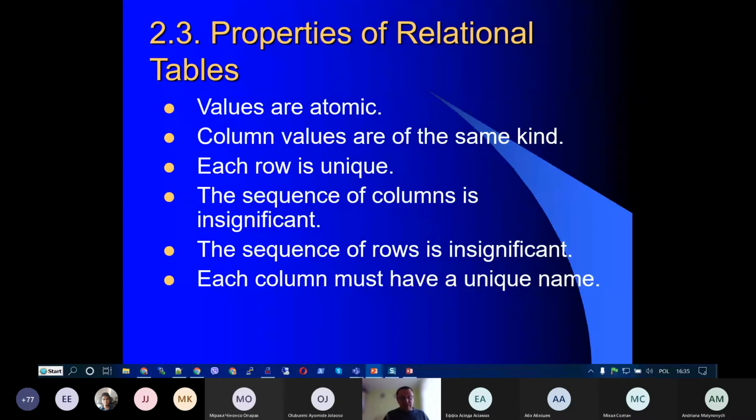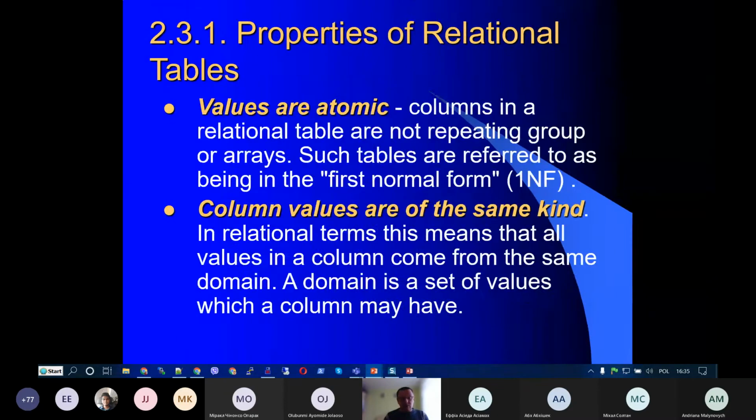Properties of relational tables: values are atomic, column values are of the same kind, each row is unique, the sequence of columns is insignificant, the sequence of rows is insignificant, and each column must have a unique name. Okay, let's pass through each of these quickly.